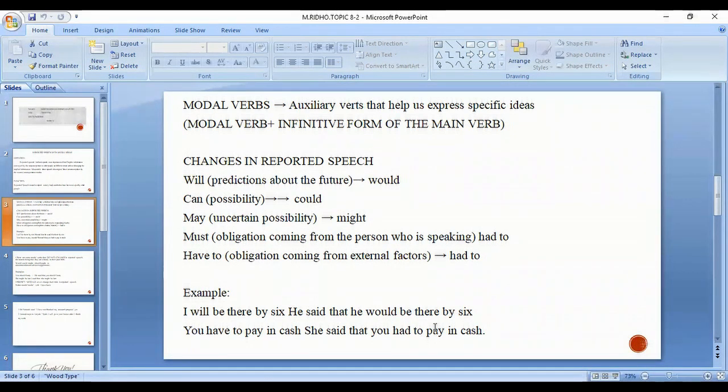Examples: I will be there. He said that he would be there. You have to pay in cash. She said that you had to pay in cash.